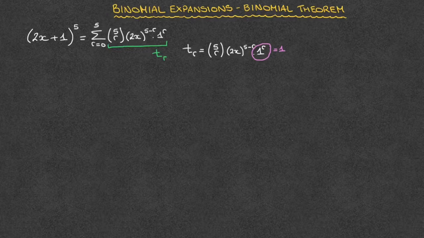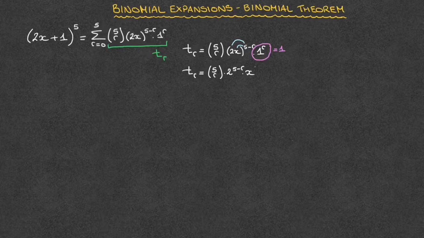The next thing that deserves attention is this power of 5 minus r. Since the 2 and the x that are inside the parentheses are being multiplied, this power of 5 minus r distributes onto both the 2 as well as the x. In other words, this general term, T of r, equals the binomial coefficient (5 choose r) times 2 raised to the power of 5 minus r times x raised to the power of 5 minus r. And that's our general term simplified.